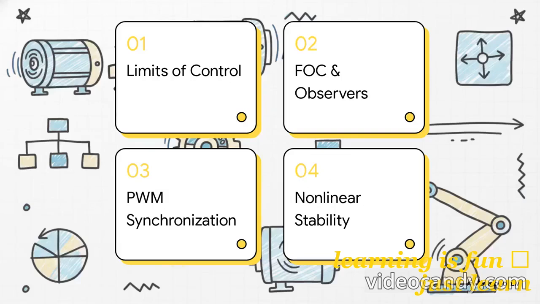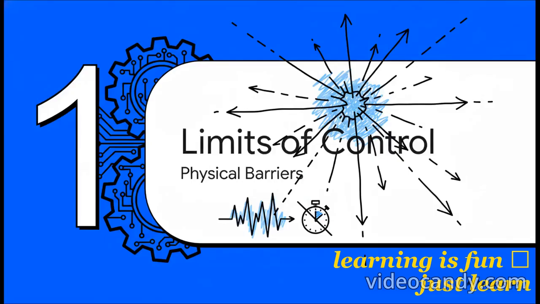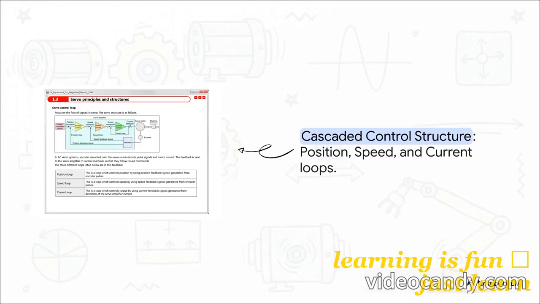As our system boot-up sequence completes, here's the roadmap for this deep dive. 1. The limits of standard control. 2. Field-oriented control and predictive observers. 3. Zero-lag PWM synchronization. And 4. Stability for nonlinear loads. Alright, part 1, the hard limits of standard control.